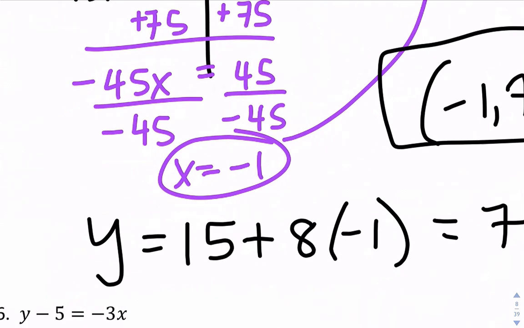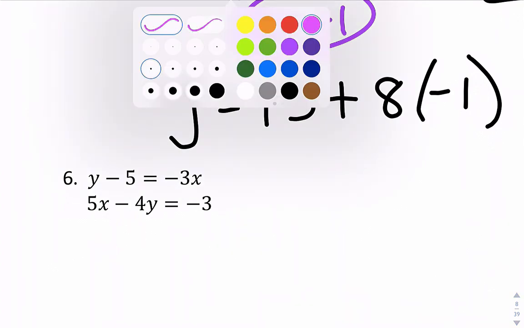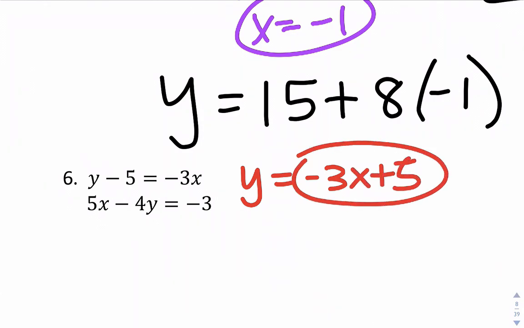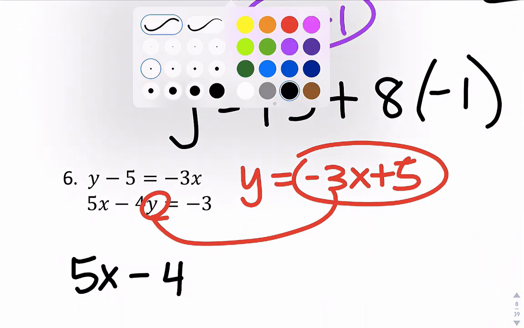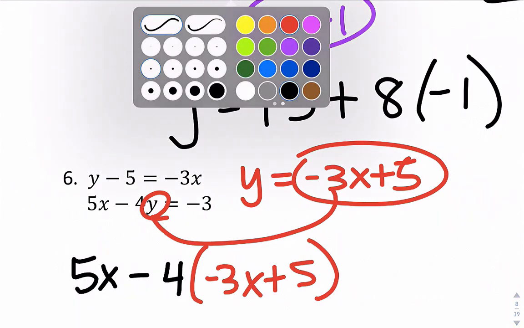Okay, let's do one more. Let's again get y by itself. So we have y equals negative 3x plus 5. So that would be if we added 5 to each side. All right, let's plug this in for y right here. So we get 5x minus 4 times, and we're going to plug in negative 3x plus 5. And that equals negative 3.